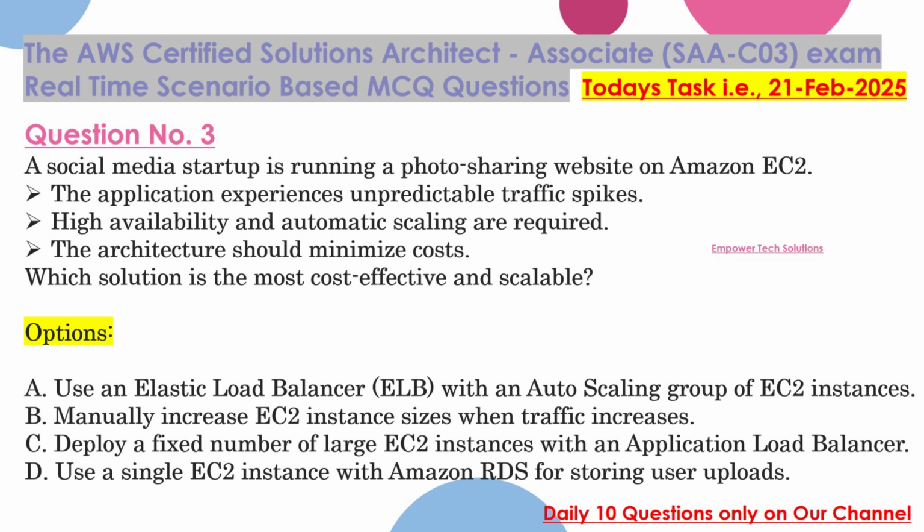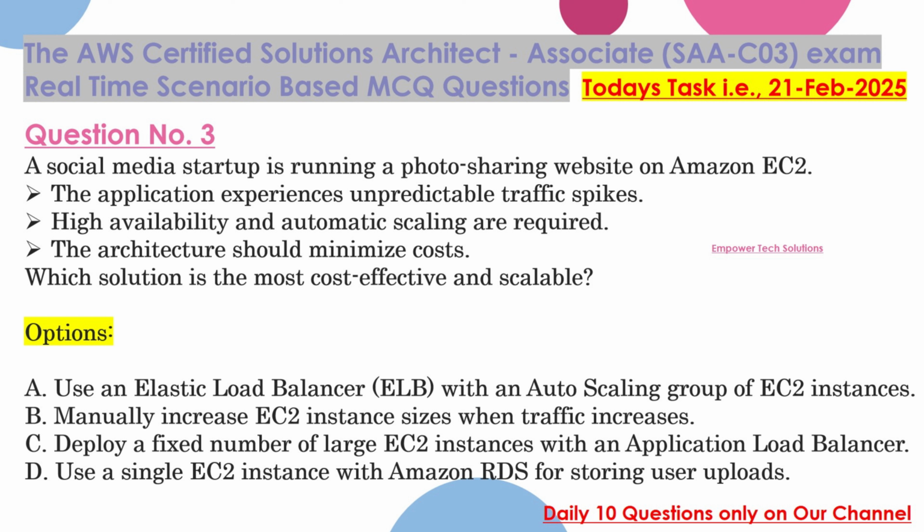Question 3. A social media startup is running a photo-sharing website on Amazon EC2. The application experiences unpredictable traffic spikes. High availability and automatic scaling are required. The architecture should minimize costs. Which solution is the most cost-effective and scalable?